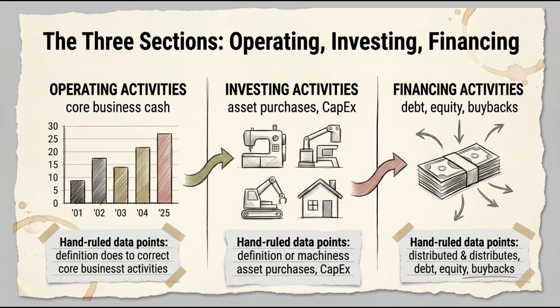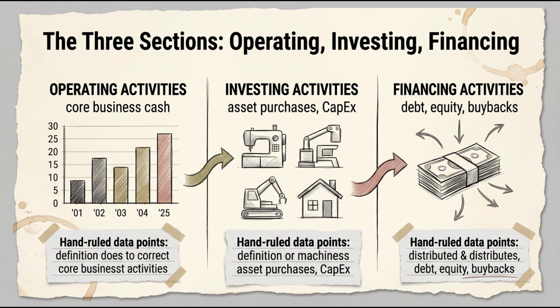Every cash flow statement produced under United States generally accepted accounting principles is organized into three distinct sections. First, operating activities show you the cash generated or consumed by the core business itself. Second, investing activities track long-term asset purchases and sales, which primarily consist of capital expenditures. Finally, financing activities capture how the company raises and returns capital through debt, equity, dividends, and share buybacks.